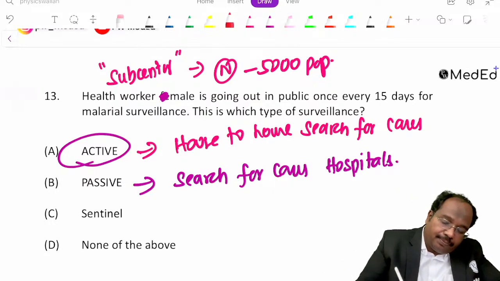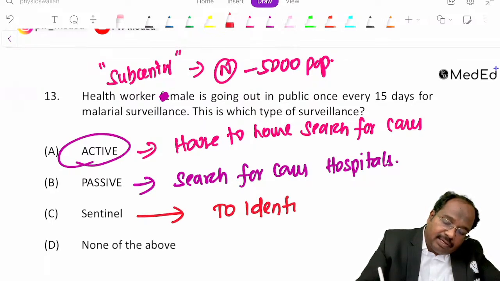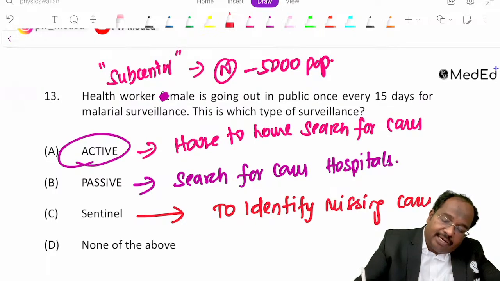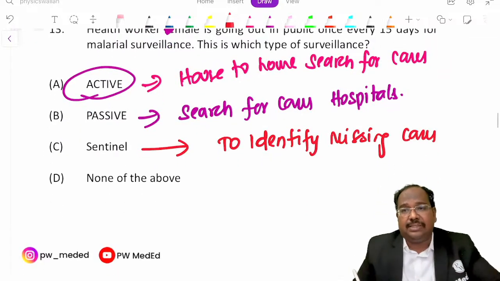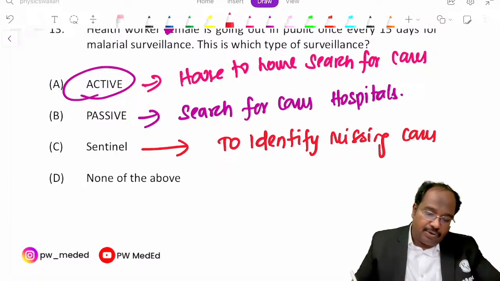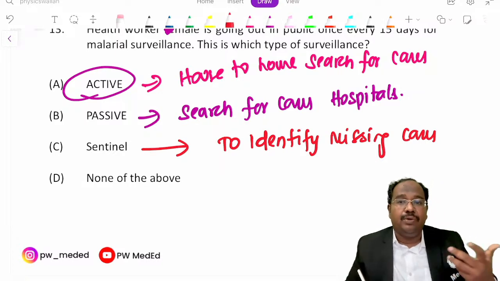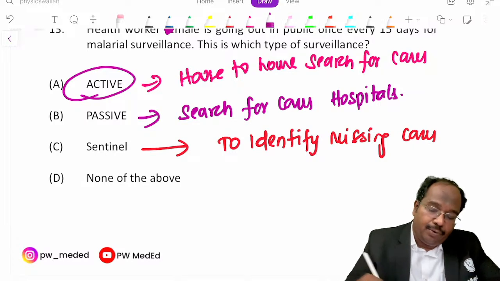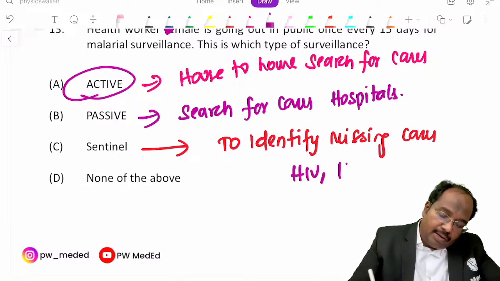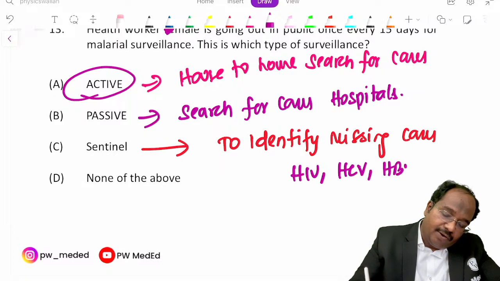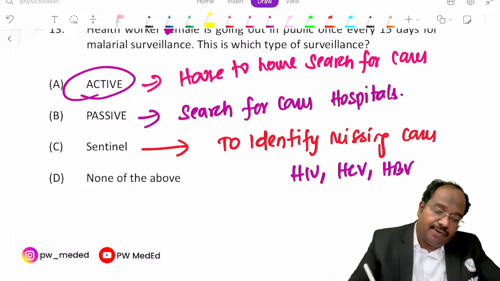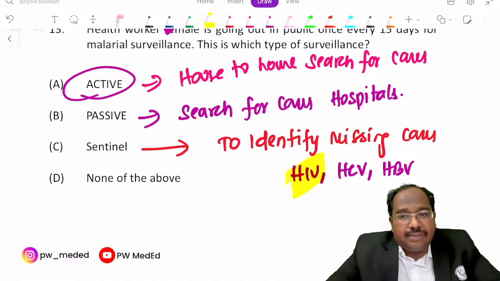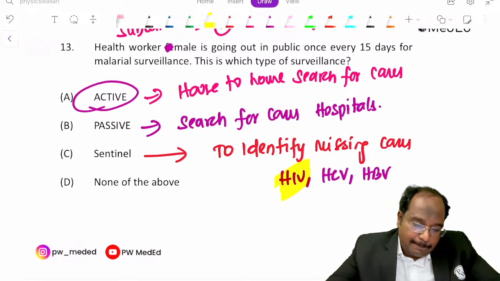Sentinel surveillance: this is to identify missing cases. So we do sentinel surveillance to identify the missing cases. We do it for HIV, HCV, HBV and so on, but mainly we do it for HIV. Okay, sentinel surveillance. Next.